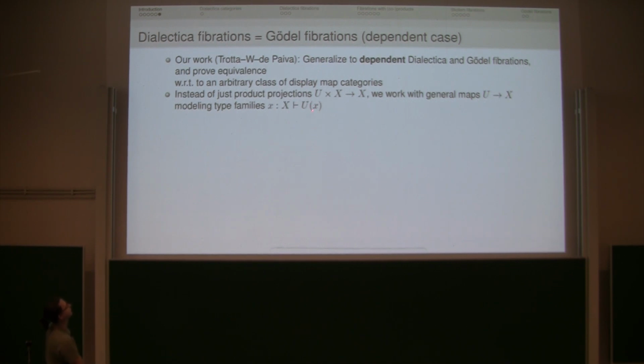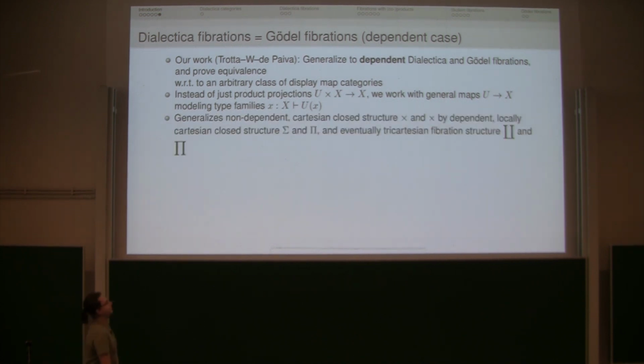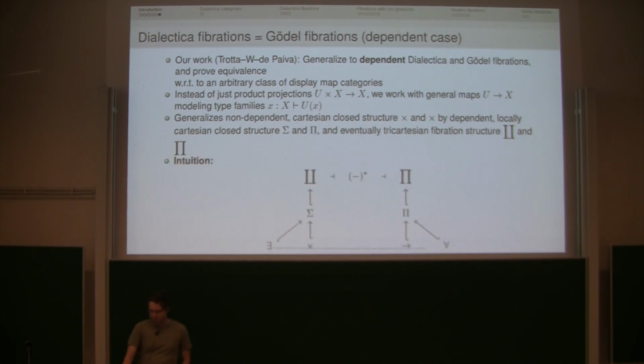And one informal way, or first step, to say what is going on is the following. The previous work in the non-dependent case was dealing with maps of the form simple product projections, whereas now we're looking at arbitrary general maps U over some base type X, which you can see as type families U parameterized by this base type X. And so that means there is a whole range of generalizations going on.